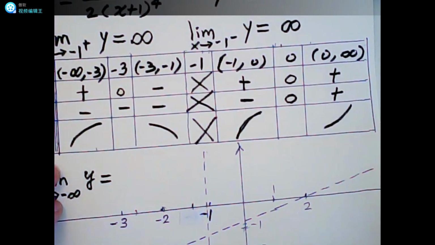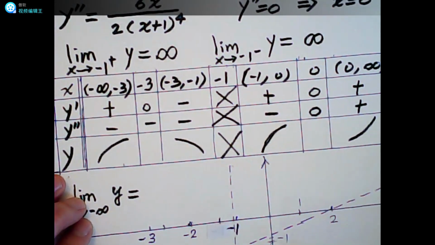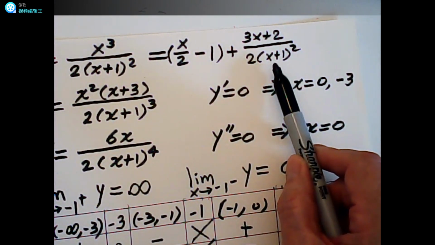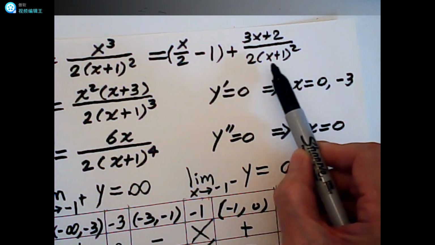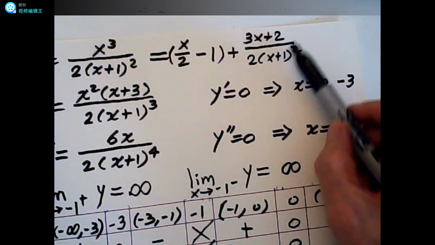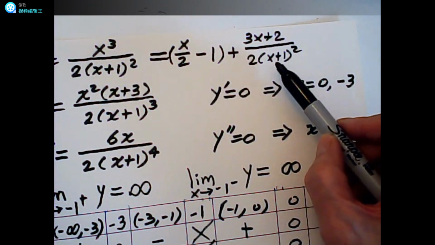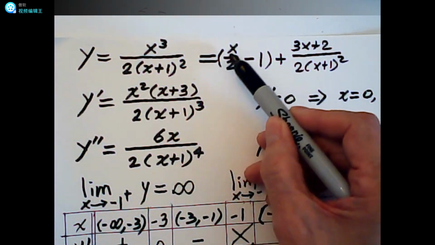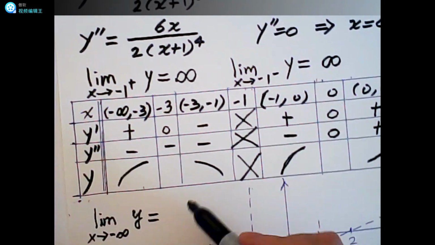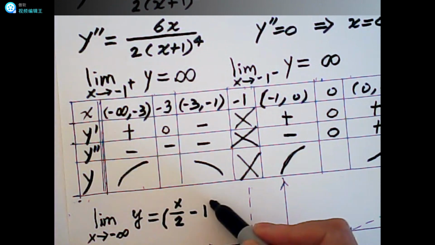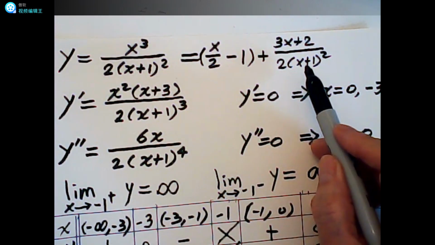Now, we still have one thing to discuss, that's the oblique asymptote. When x is approaching infinity, this fraction will be 0 because it has a second power denominator and a first power numerator. So the fraction value is approaching 0 when x is infinity. So the whole value of y is approaching half x minus 1. But this is a positive number.